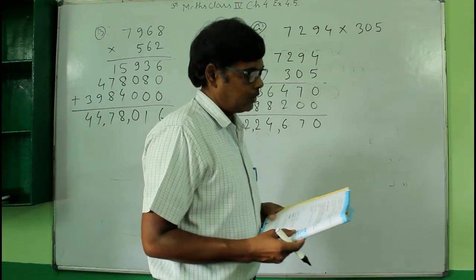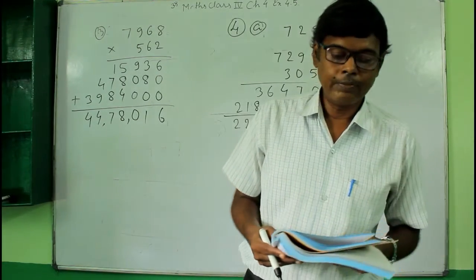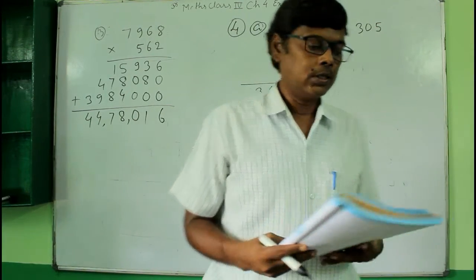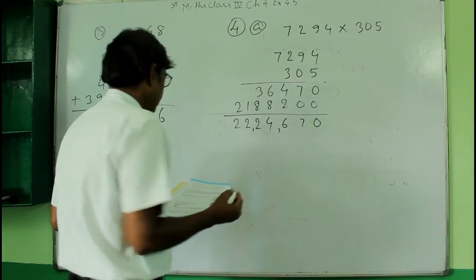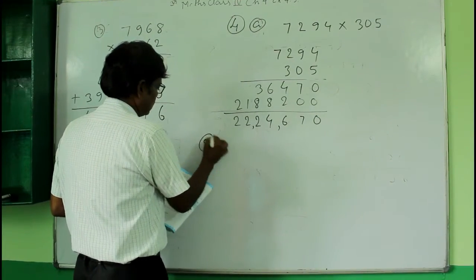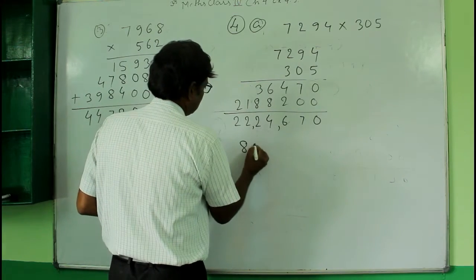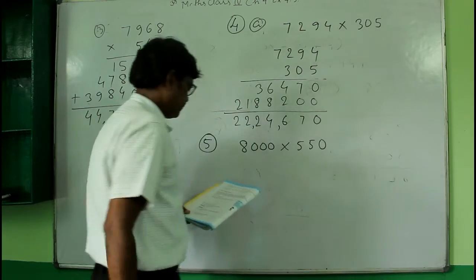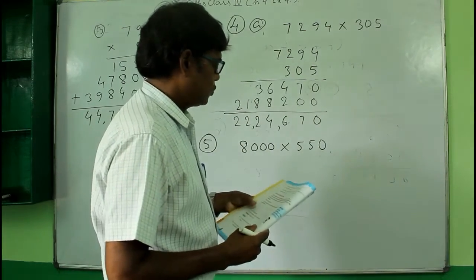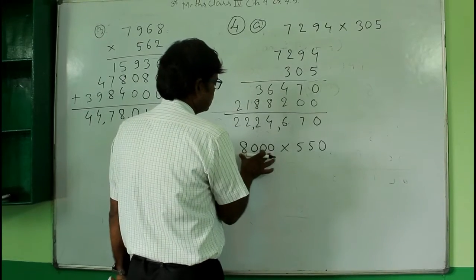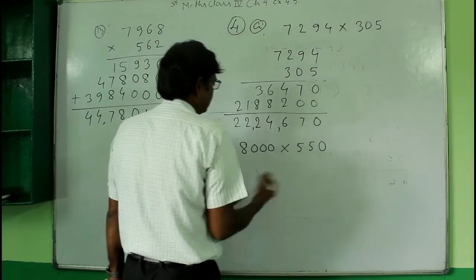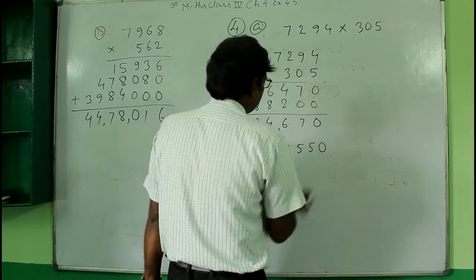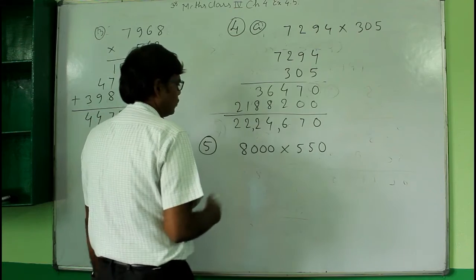So next is number 5. Change the order of the multiplicands and multipliers to find the products. So here we have to change the order of the multiplicand and the multiplier. It is 8,000 into 550. So here this is the multiplicand and this is the multiplier. So we can interchange. First you can multiply this with this, and then next you can multiply this number with this number.